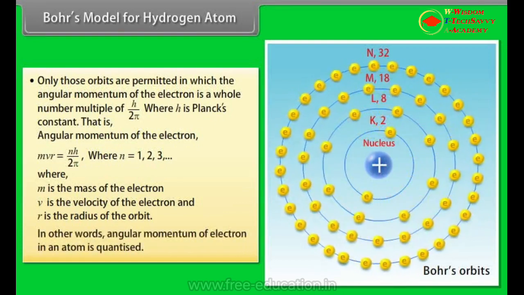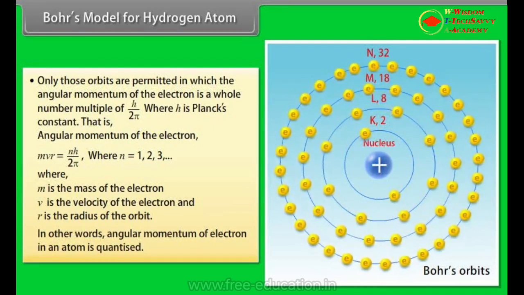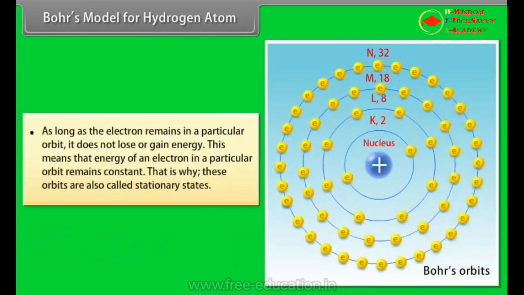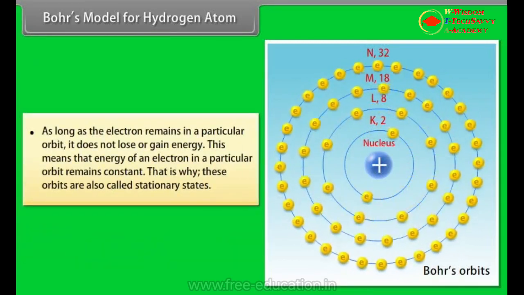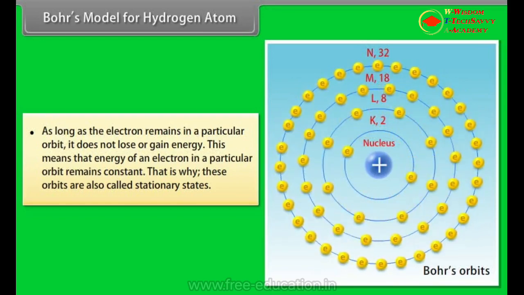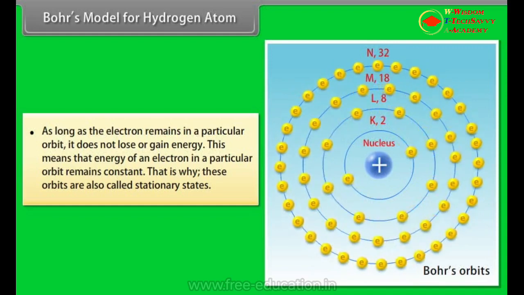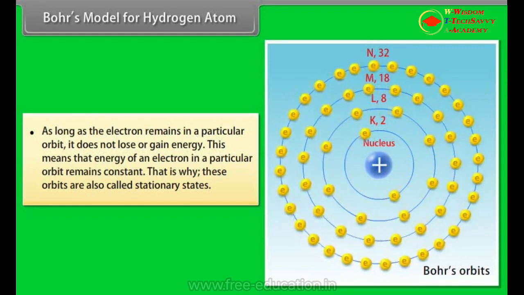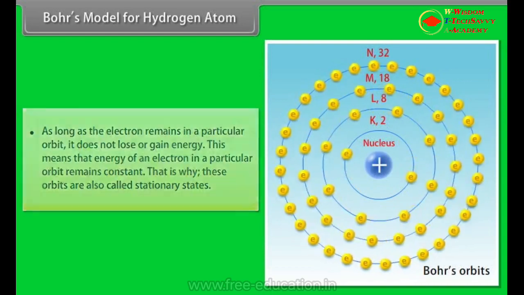In other words, angular momentum of electron in an atom is quantized. As long as the electron remains in a particular orbit, it does not lose or gain energy. This means that energy of an electron in a particular orbit remains constant. That is why these orbits are called stationary states.